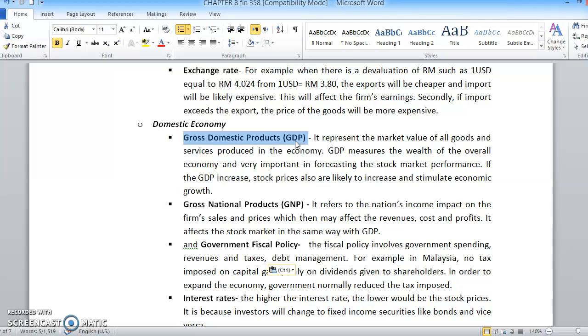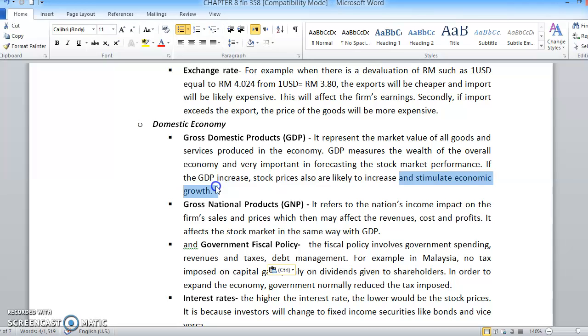So GDP measures the wealth of the overall economy and is very important in forecasting stock market performance. If the GDP increases, likely the stock prices will also increase, and this will stimulate our economy. So GDP plays an important part as an economic benchmark, right? If you want to know whether a country has a good economic situation or not, just take a look at GDP. If GDP is quite low, it means the economy might be under recession.